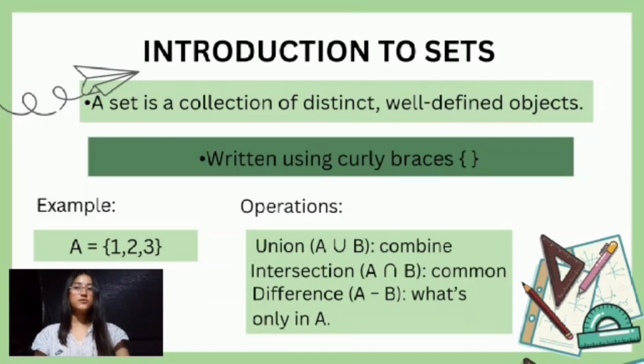Now let's move to sets. A set is a group of unique items. For example, A equals 1, 2, and 3. We can combine sets with union, find shared items with intersection, or find what's only in one set using difference.